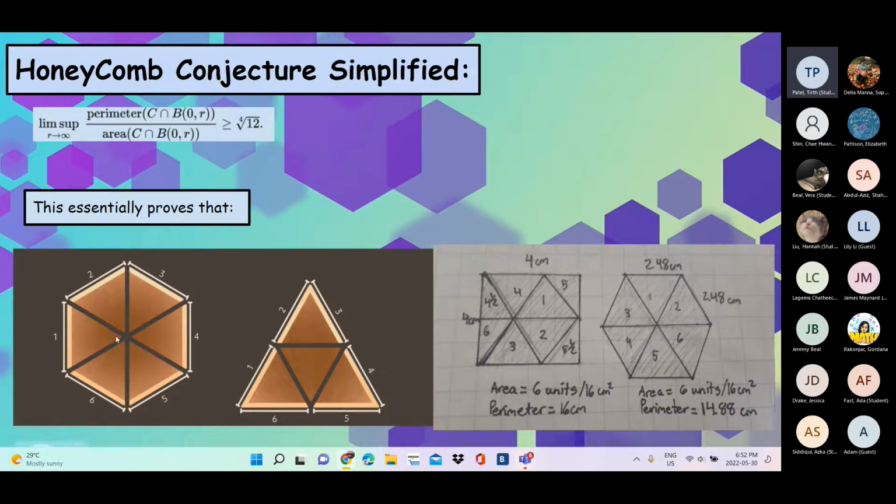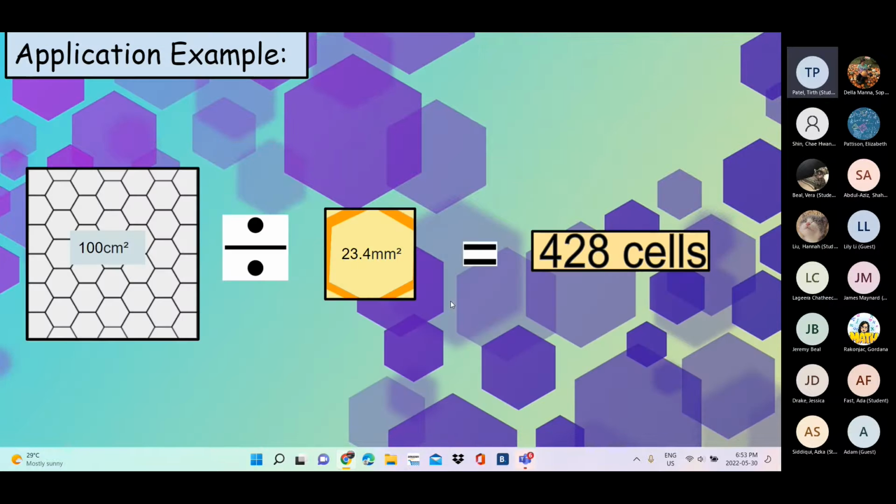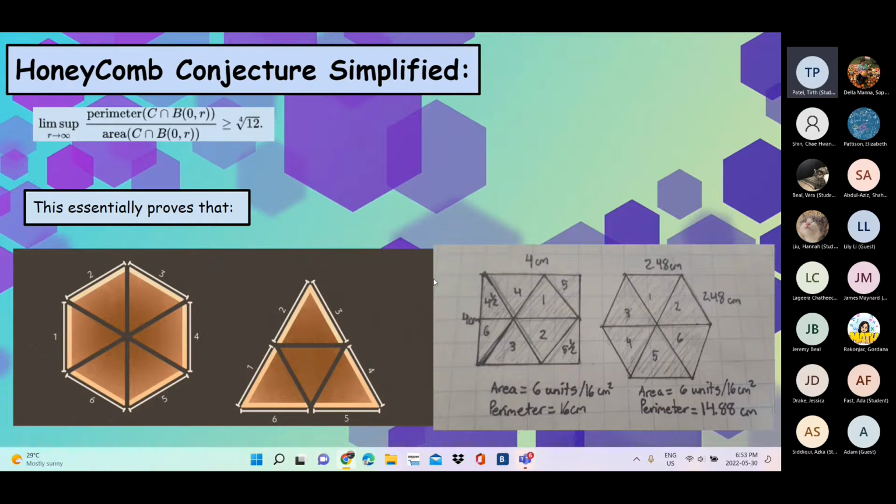However, if you noticed, the hexagon is made out of 6 smaller equilateral triangles, while the triangle on the right is made out of 4 equilateral triangles. What this proves is that the hexagon is more compact than the triangle because it's able to fit in more area in the same amount of perimeter.